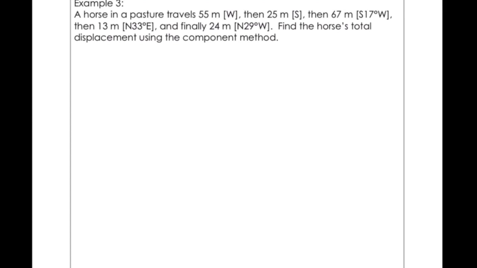So first off, I'm just going to label things out so that we know what we're looking at. First, let's define what is positive and negative. Let's make north and east positives and west and south negatives. So we've been given a bunch of displacements for our vectors, so let's go ahead and label them.